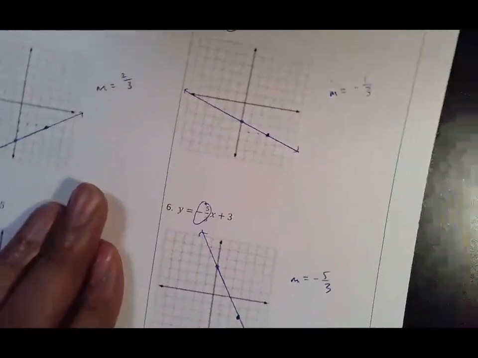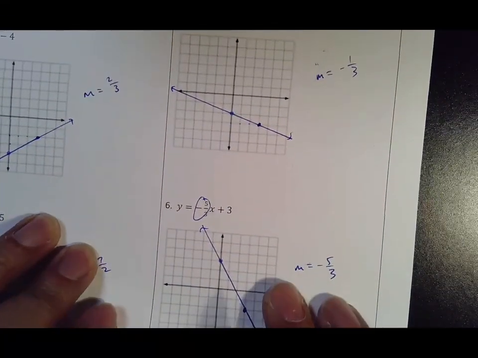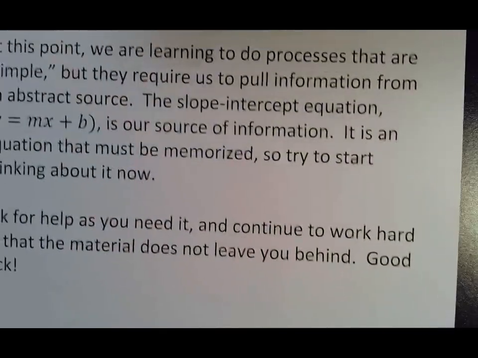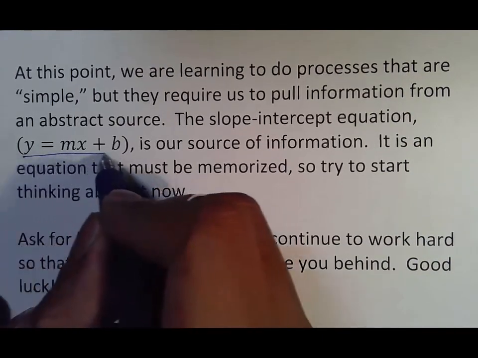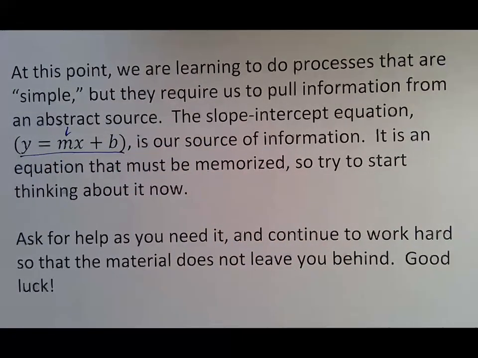If there are any questions on anything like that, just shoot me an email and let me help you get on track. At this point, you're learning processes that are simple, but you have to pull information from an abstract source. In this case, the slope-intercept equation, y equals mx plus b, is your source of information. You have to memorize the equation and recognize that the number attached to x is your slope. So try to start thinking about it now. Ask for help as you need it. If you need to, click my name on that Canvas page, talk to me and let me know what you need so I can help you get where you need to be.